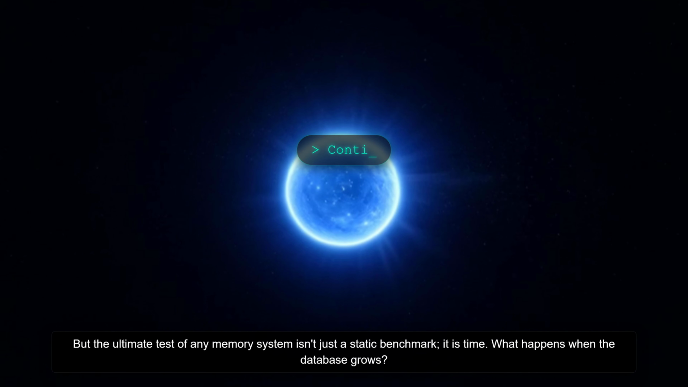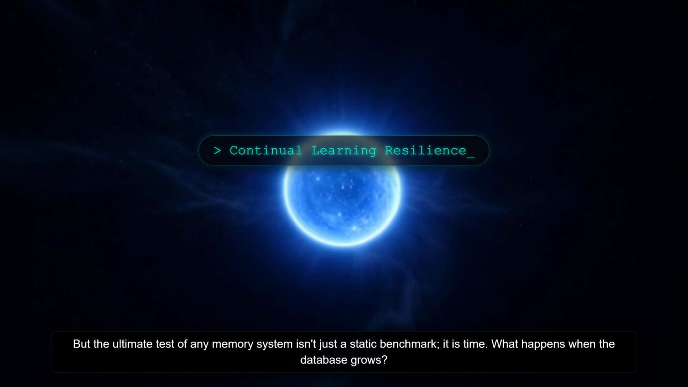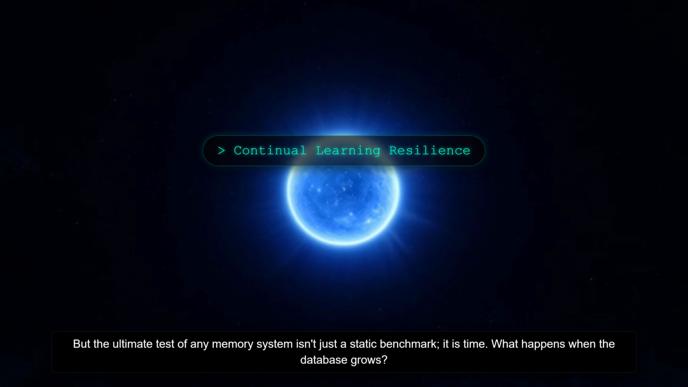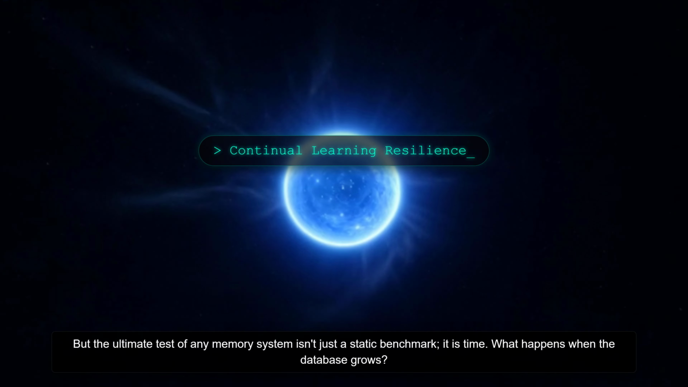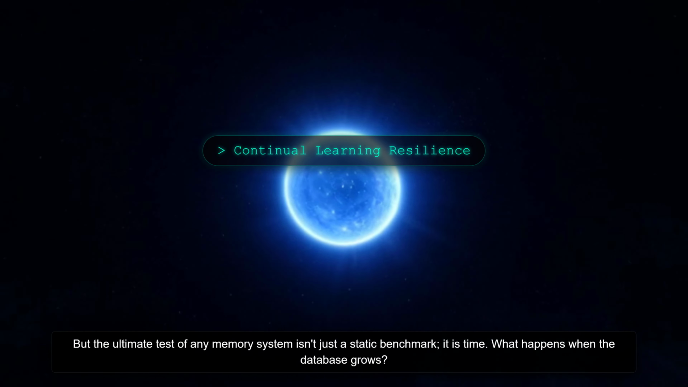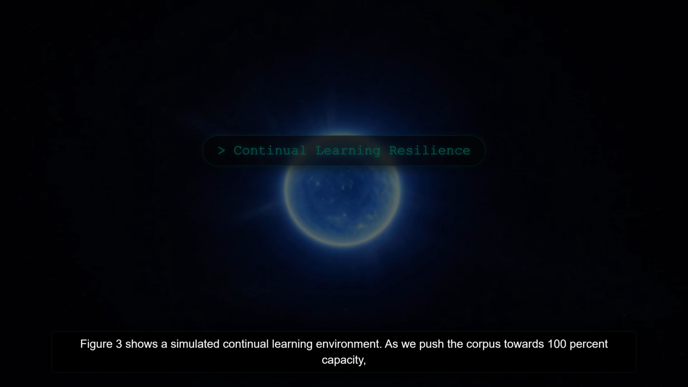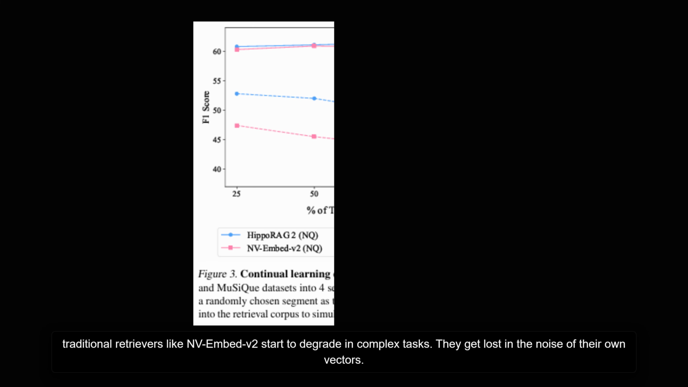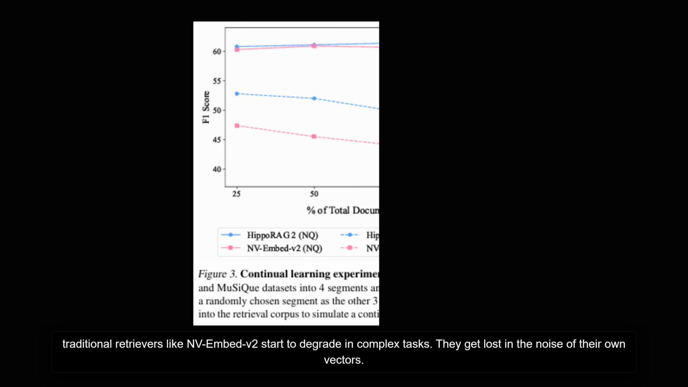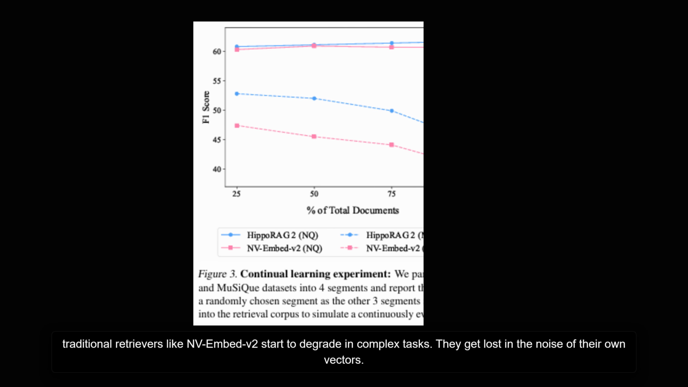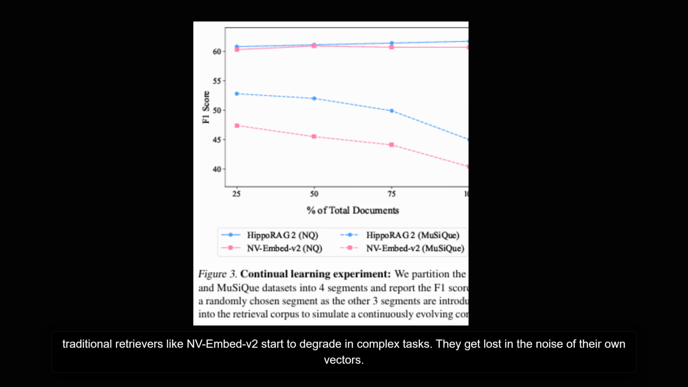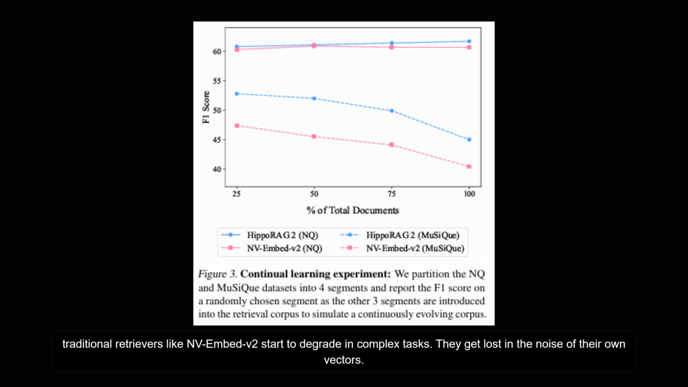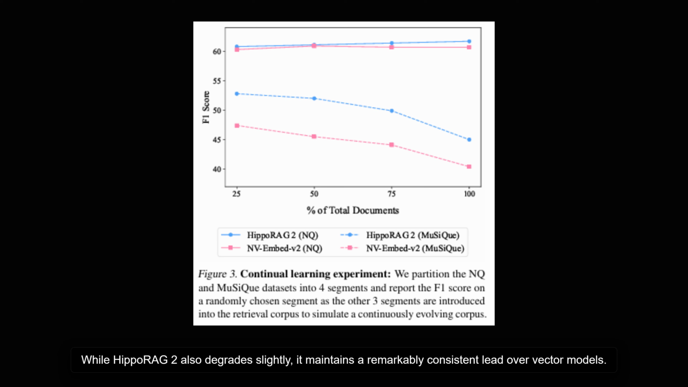But the ultimate test of any memory system isn't just a static benchmark, it is time. What happens when the database grows? Figure 3 shows a simulated continual learning environment. As we push the corpus towards 100% capacity, traditional retrievers like NV-Embed v2 start to degrade in complex tasks. They get lost in the noise of their own vectors. While HippoRAG 2 also degrades slightly, it maintains a remarkably consistent lead over vector models. It proves that this architecture is a viable, scalable path toward true nonparametric continual learning for AI.